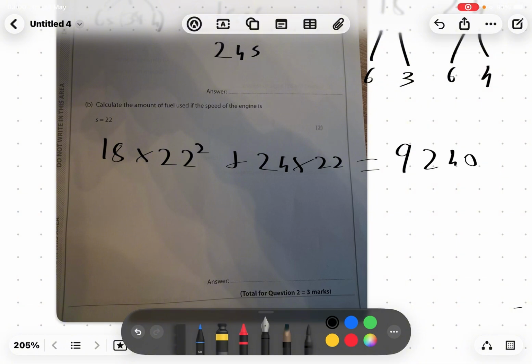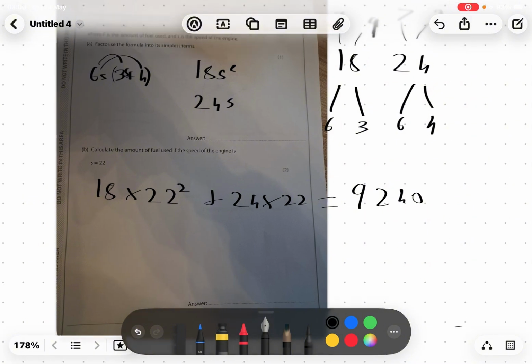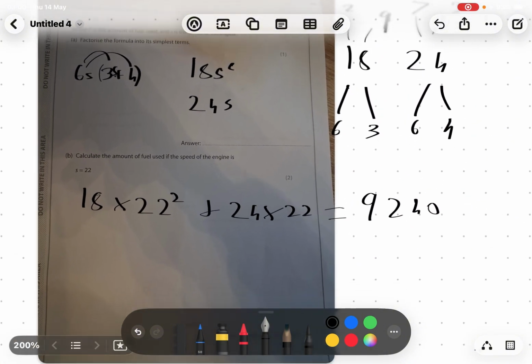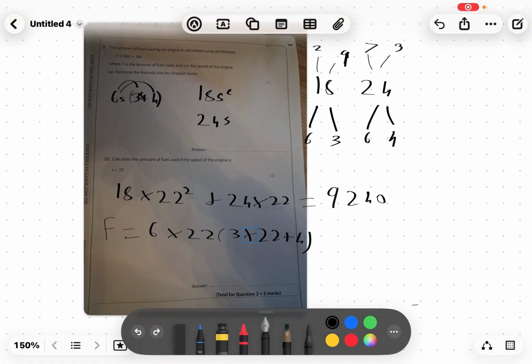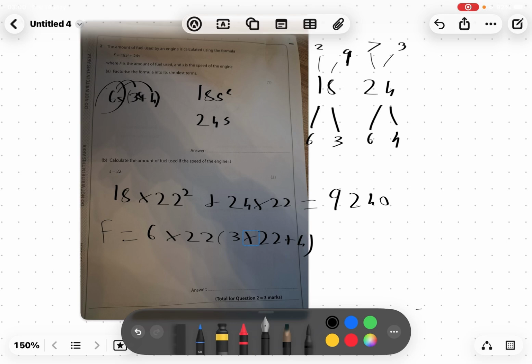Basically, in the answer booklet, they use a different method. This is what they did: 6 times 22 bracket 3 times 22 plus 4. I genuinely don't know where they got this from. Okay, they got the 6 maybe from this 6, and then they got the 22 because it's over here. But 3 and 4, okay, yes, we used it here, but and what?